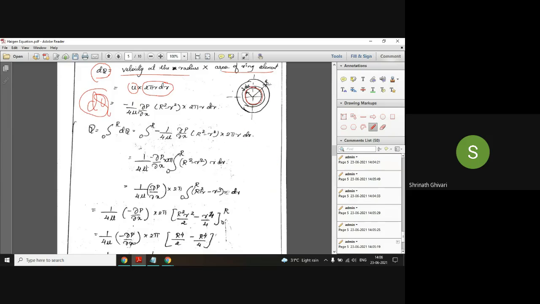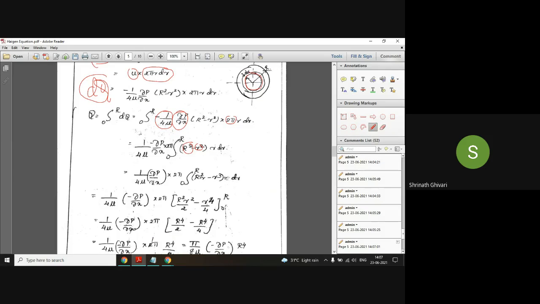So minus 1 by 4 mu dou p by dou x into 2 pi. These all are constant: minus 1 by 4 mu dou p by dou x, and the 2 pi are constant. The remaining terms will be R square minus r square into r dr. Now you have to integrate with respect to r, from 0 to R.